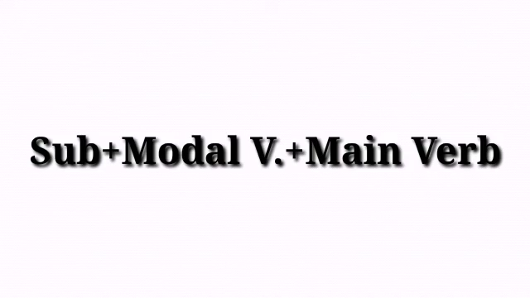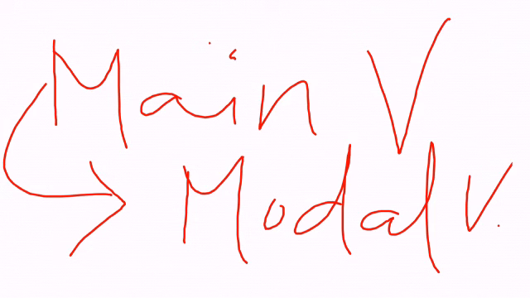So, let's see the structure and rule of how modals are used in the English language. Subject plus modal verb plus main verb. So in this structure it can be noted that the main verb always follows the modal verb, and if we use a modal verb in a sentence, the main verb or the base form of the verb doesn't change its form.